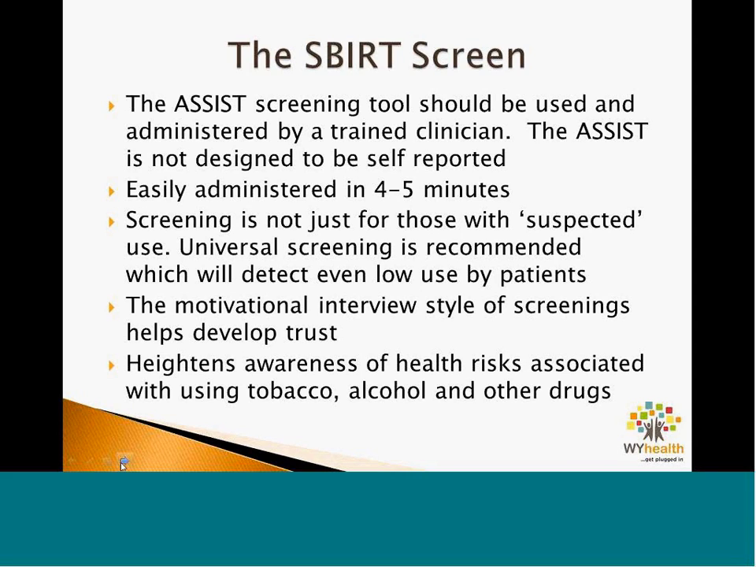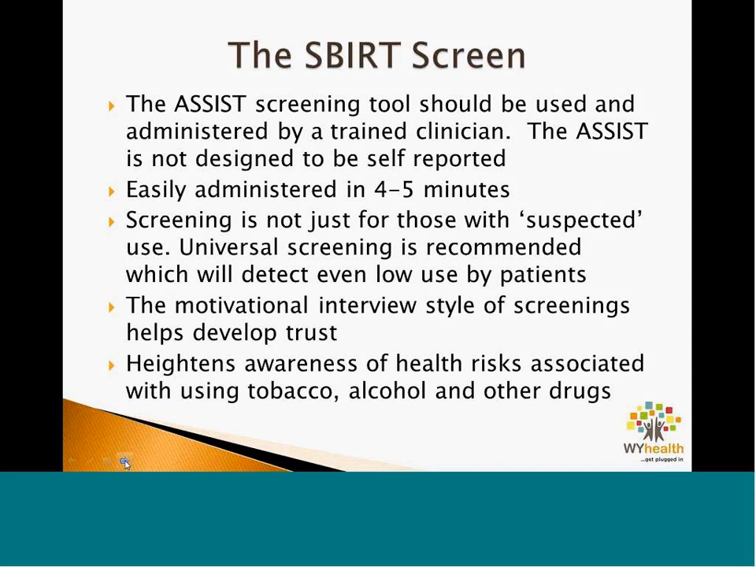This is not just for those with suspected use. Universal screening is highly recommended because we would like to detect even low use in patients, especially in patients who are pregnant. The motivational interview style of screening helps to develop trust with the clients, and the way the Assist questions are asked helps to develop a trusted conversation with the patient. The SBIRT screen also heightens awareness of health risks associated with using tobacco, alcohol, and other drugs.